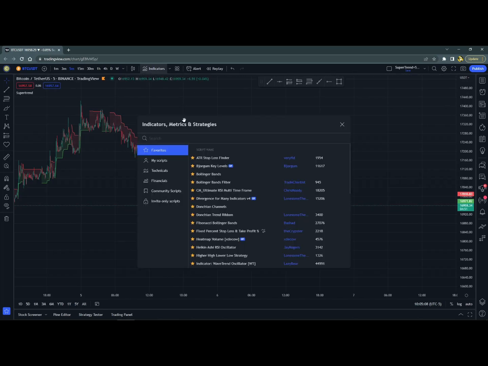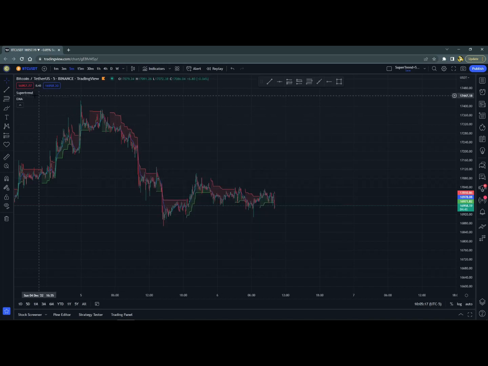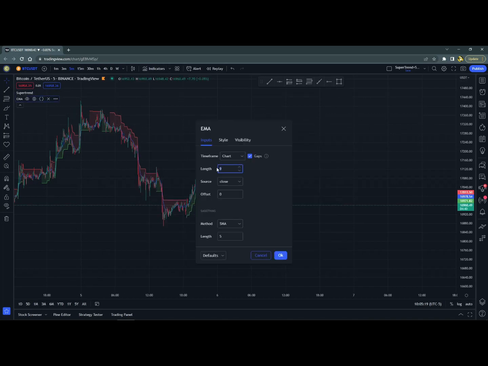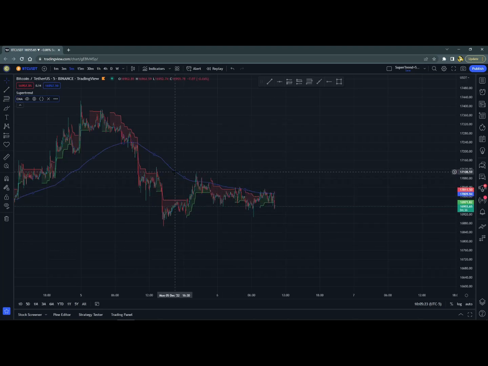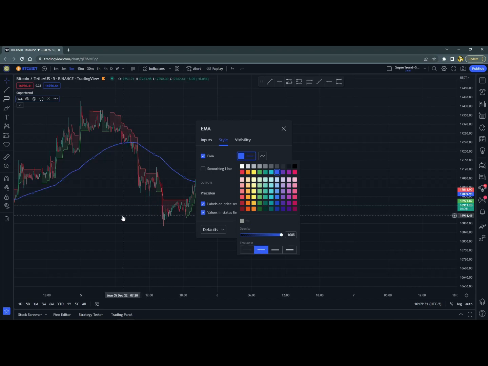Next one is everyone's favorite, the moving average, the EMA. So we're just going to get a regular old moving average here, pop it on the chart, and change the length to 200. Again, this one's just going to be a filter, nothing fancy. We can maybe make it a little wider here, a little style. You can tweak your style a little bit, make it a little thicker.